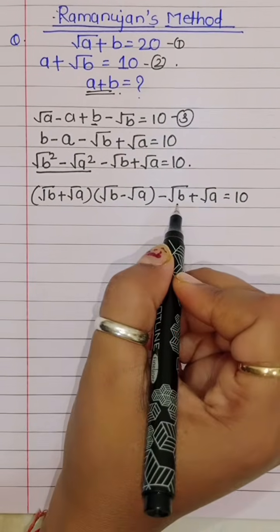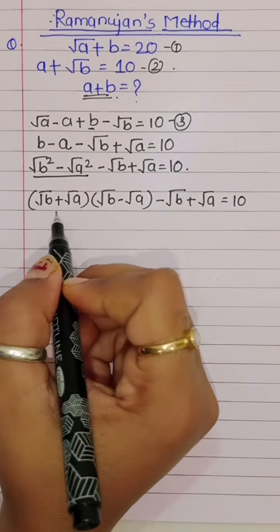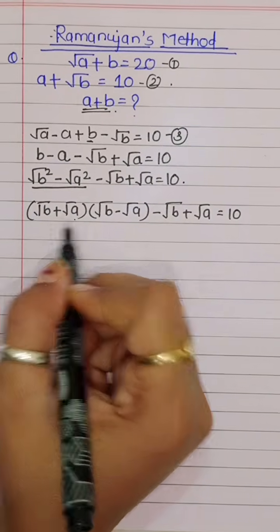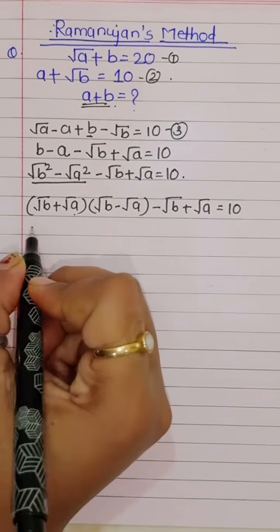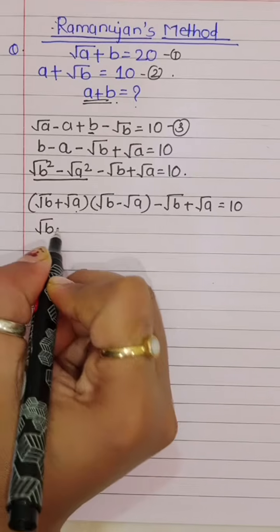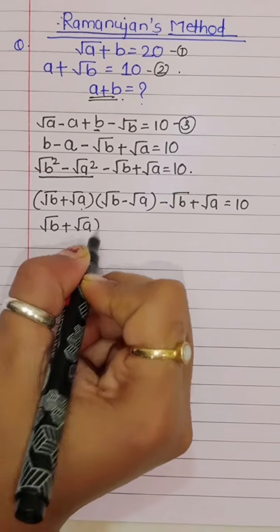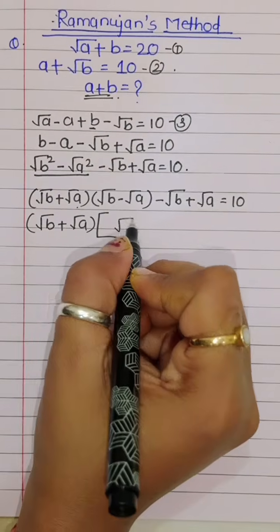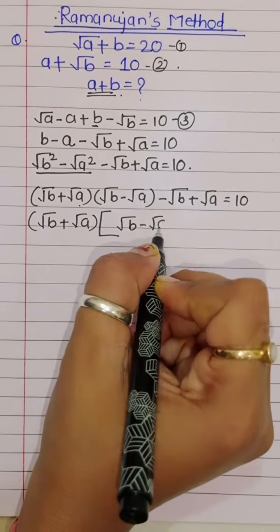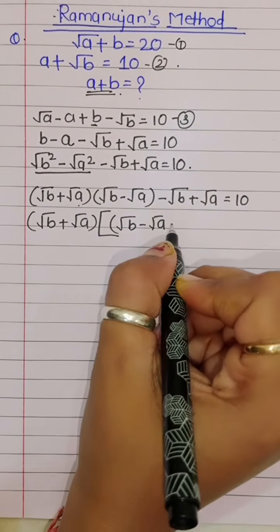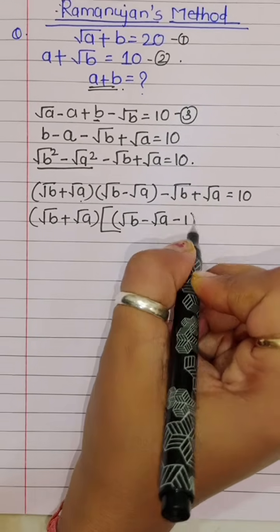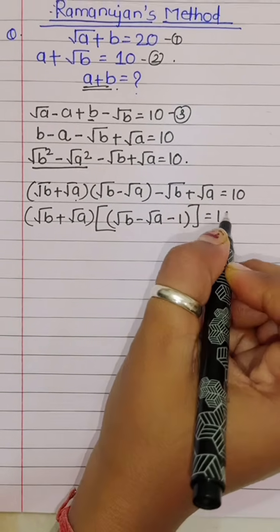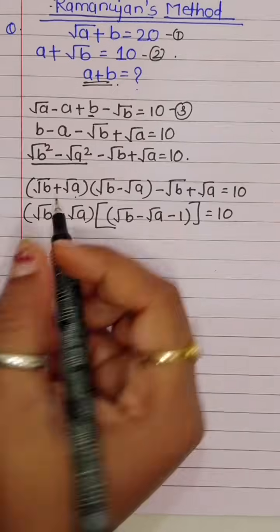Now here also square root of b plus a, and here also square root of b plus a. Taking square root of b plus square root of a common, what will we get? Square root of b minus square root of a minus 1 is equal to 10. Clear?